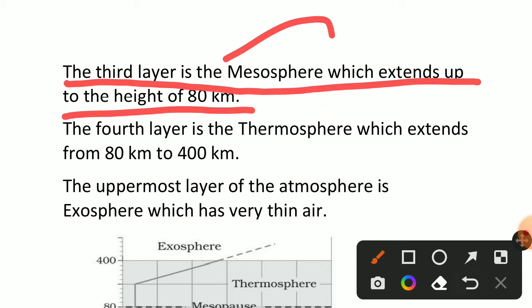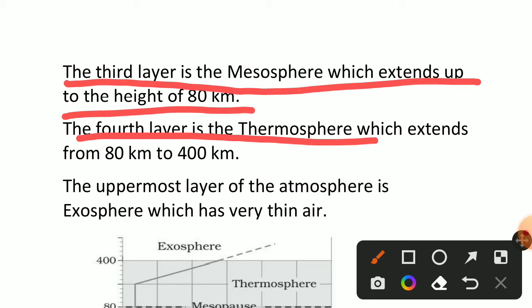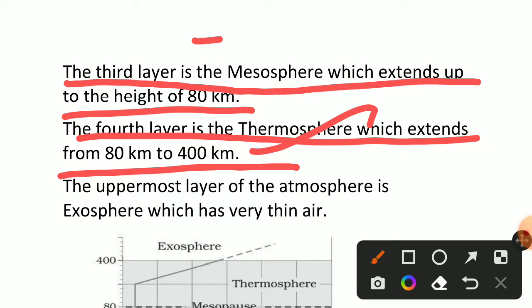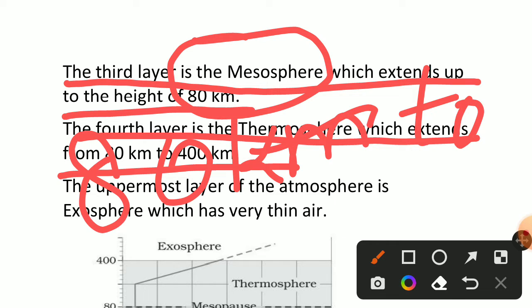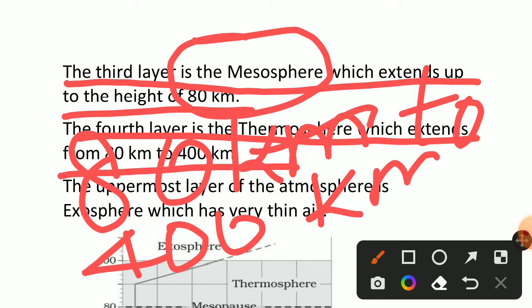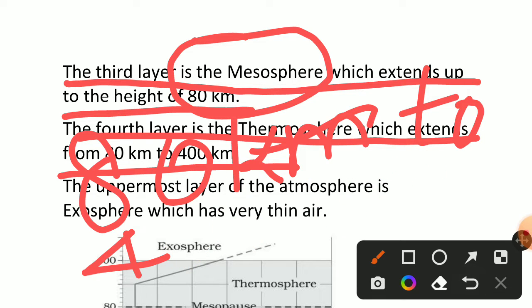The fourth layer is the thermosphere, which extends from 80 kilometers. This is the biggest layer of the atmosphere. The mesosphere is the middle layer of the atmosphere. The thermosphere is the highest and biggest layer. Its height is from 80 kilometers, above the mesosphere, to 400 kilometers. That means it's the biggest layer of the atmosphere.